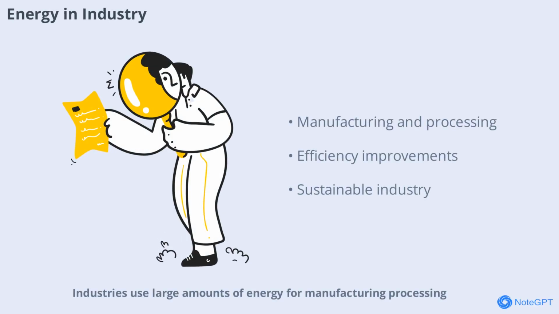Industries use large amounts of energy for manufacturing, processing, and transportation. Improving energy efficiency in industry can save resources and reduce pollution. Technologies like automation and renewable energy integration are making industries more sustainable.